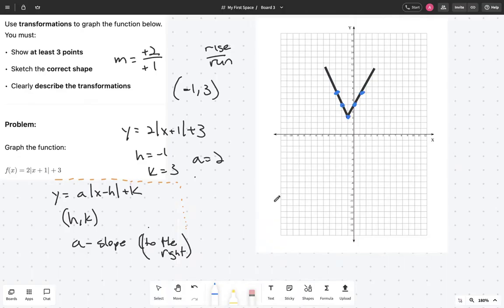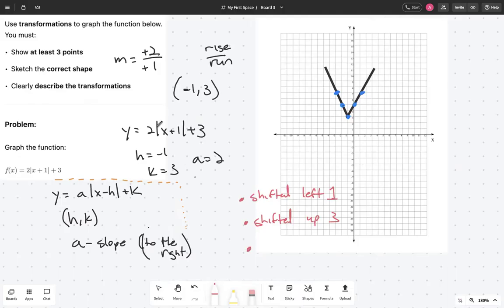Okay, so now we're going to describe the transformations. Describing the transformations is basically just explaining h, k, and a. First, we're going to explain h. We shifted left 1. As you can see, our vertex is at -1. We went 1 to the left. Then we look at k. We see it's shifted up 3. Because look, we're at (-1, 3), or +3.